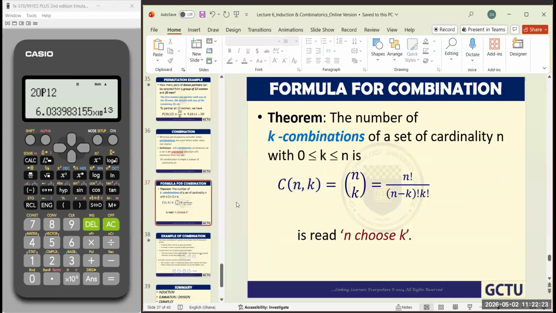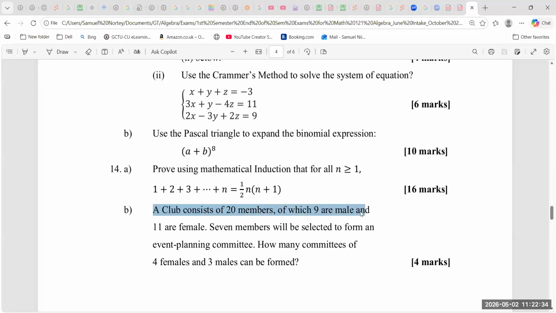Now, let's use, for example, the exam question that we saw earlier. A club consists of 20 members, of which 9 are males and 11 are females. 7 members will be selected to form a committee. How many committees can be formed, choosing 4 females and 3 males? Remember, they are choosing 7. So 20 people and they are choosing 7. But they want to find how many females can be chosen, how many males can be chosen. So how do you go about this?